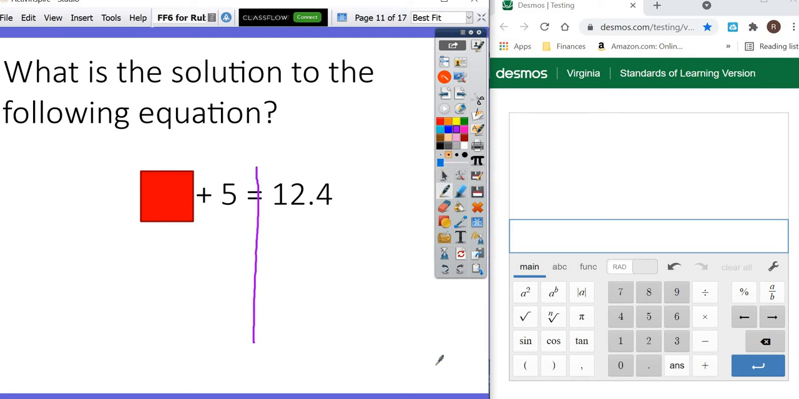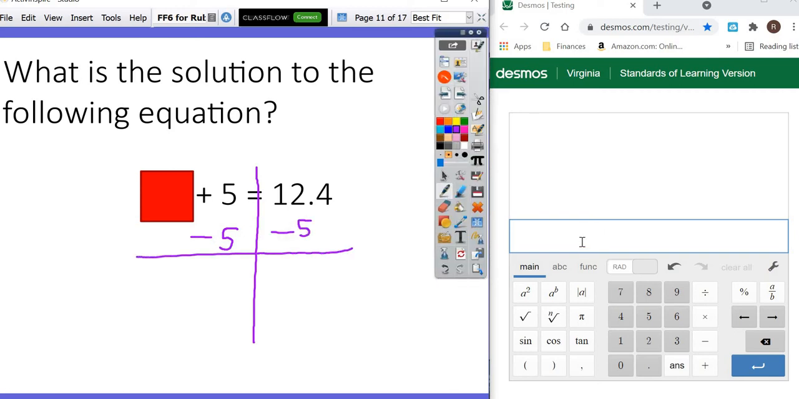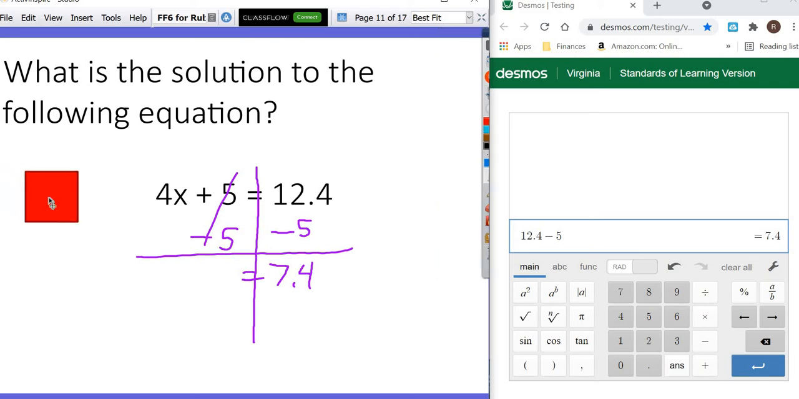So the first thing I'm going to do is get rid of that plus 5 by doing the opposite on each side. Okay, so I'm going to come to my calculator and do 12.4 minus 5. And that gives me 7.4 on this side. And of course, these make 0. So when I move this box, that's what we have to work with next.